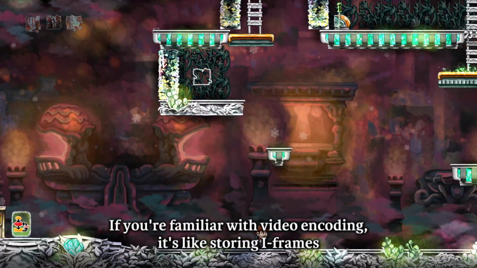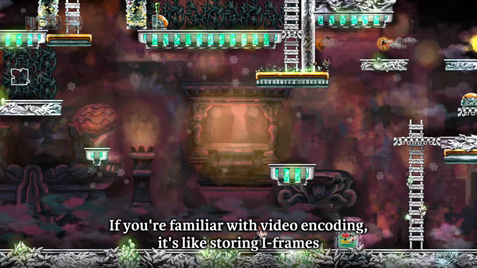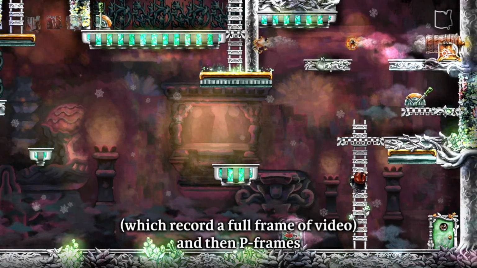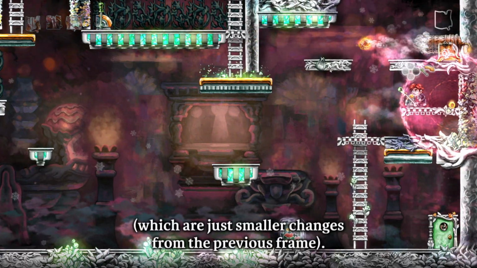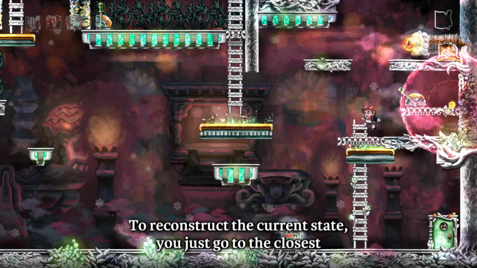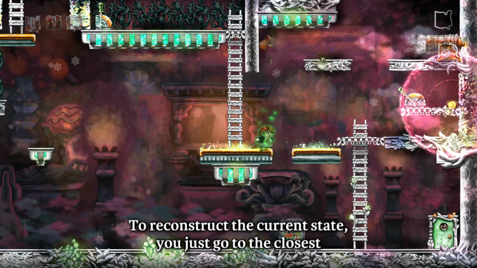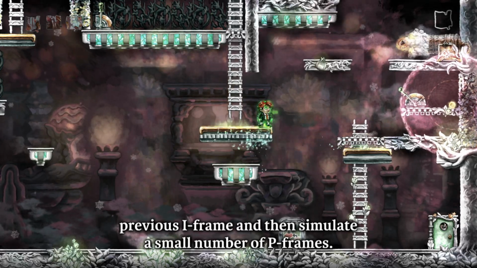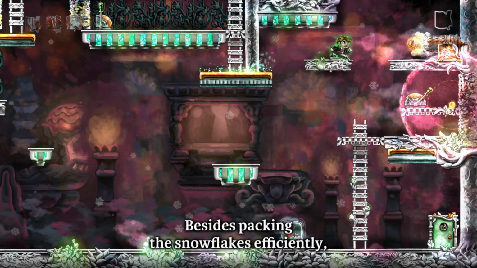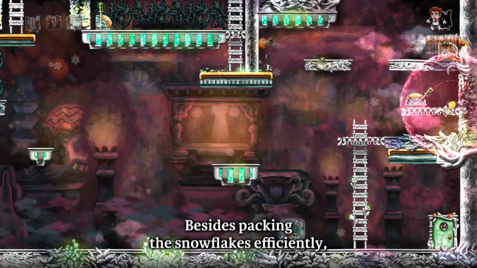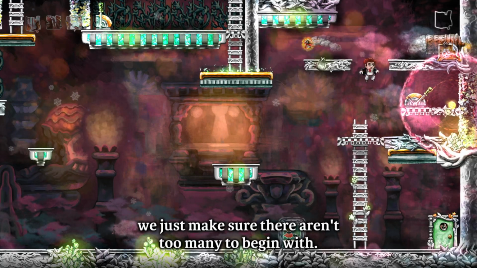If you're familiar with video encoding, it's like storing iframes, which record a full frame of video, and then p frames, which are just smaller changes from the previous frame. To reconstruct the current state, you just go to the closest previous iframe and then simulate a small number of p frames. Besides packing the snowflakes efficiently, we just make sure there aren't too many to begin with.